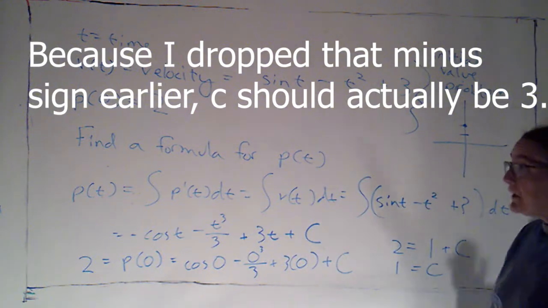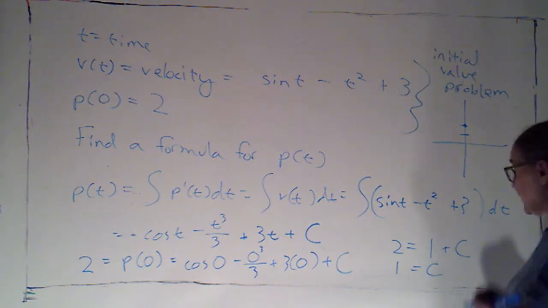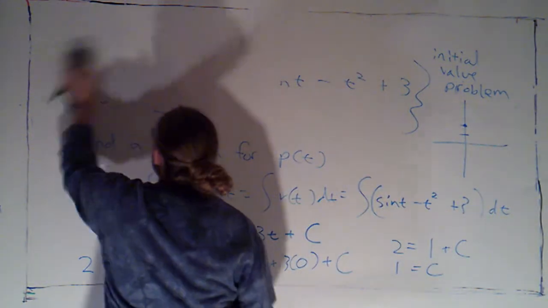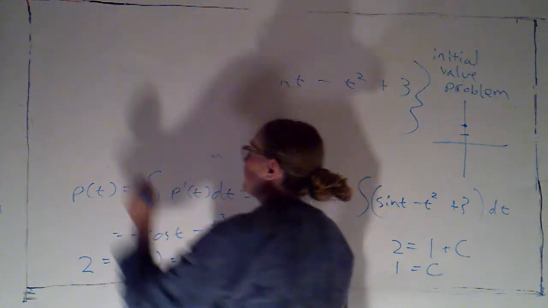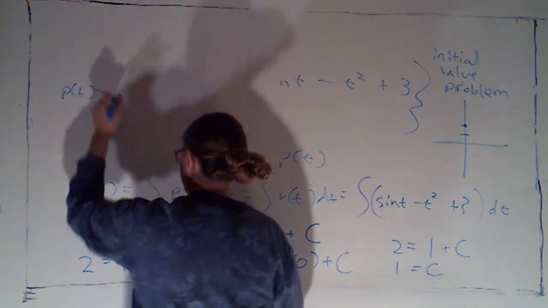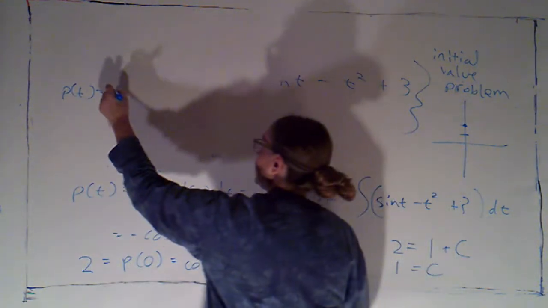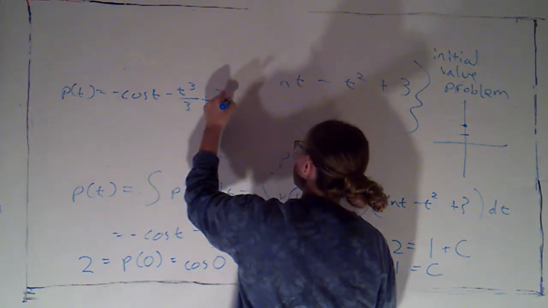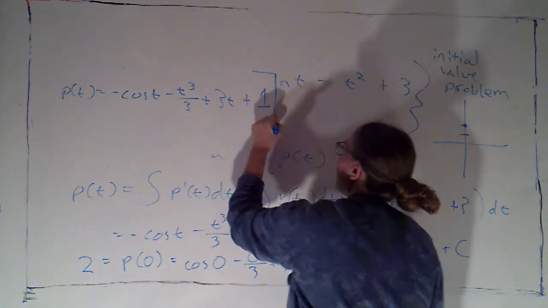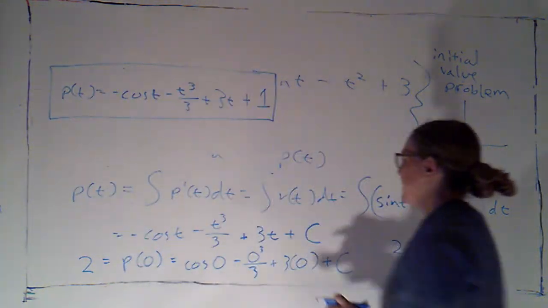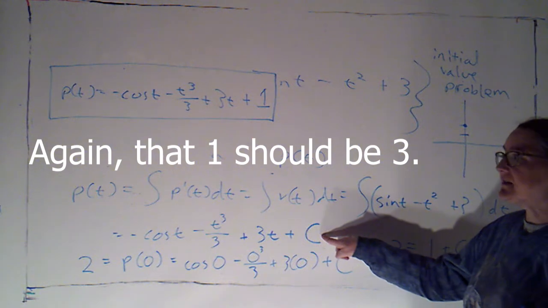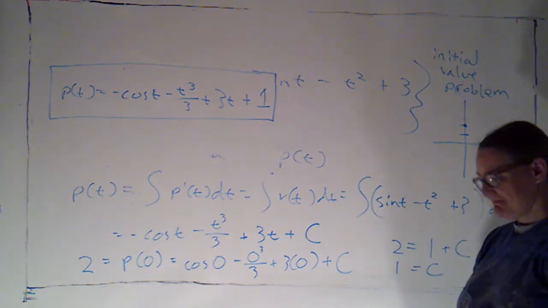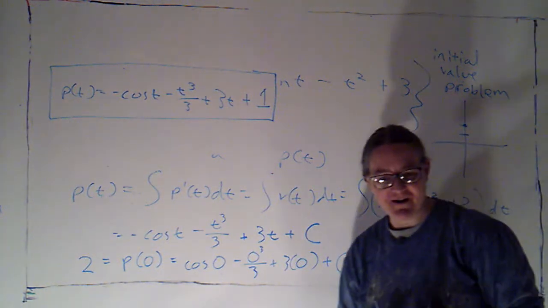And then don't forget to put the pieces together, because the answer to this question isn't the constant. The answer to this question is the position function. So my position function is going to be this formula: negative cosine t minus t cubed over 3 plus 3t plus 1. So I plug in the particular constant that's going to make this go through the point that I wanted it to go through. Okay, we'll try some more initial value problems in the next video.